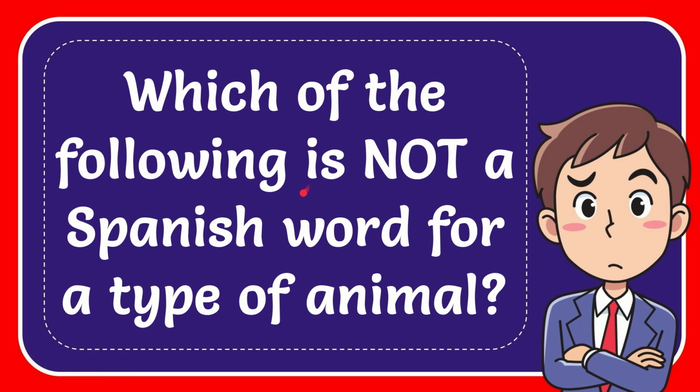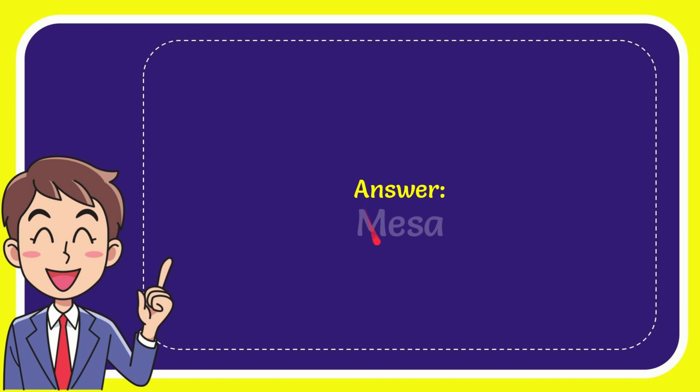In this video, I'm going to give you the answer to this question. The question is, which of the following is not a Spanish word for a type of animal? Now, I'll give you the answer to this question, and the correct answer to the question is mesa. Well, that is the answer to the question, mesa.